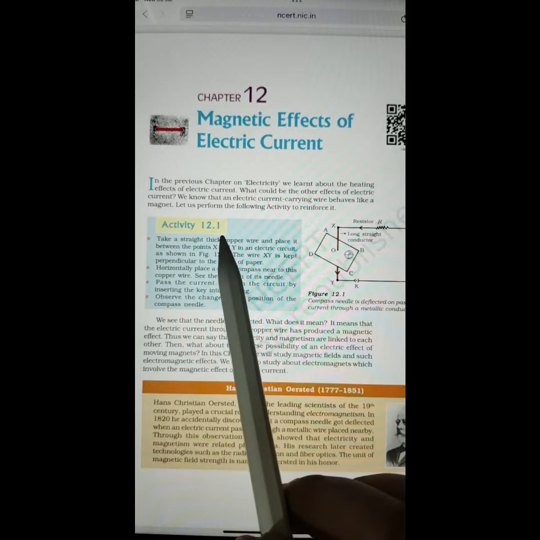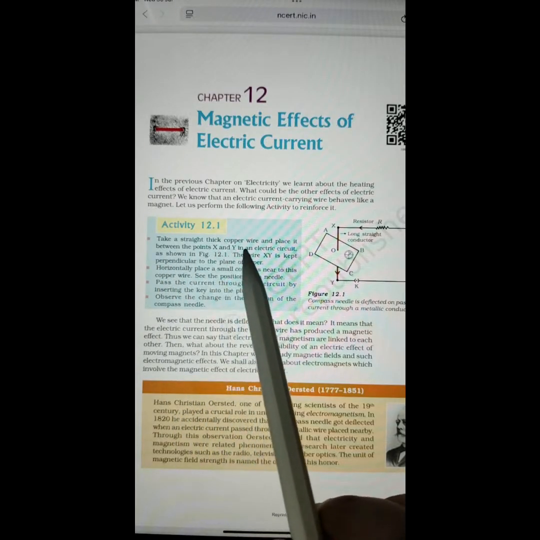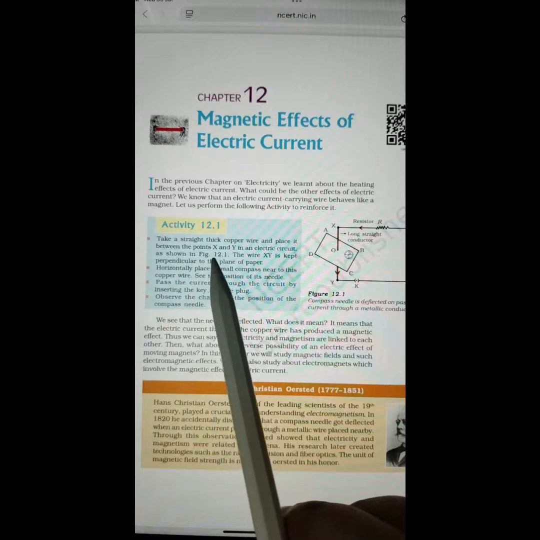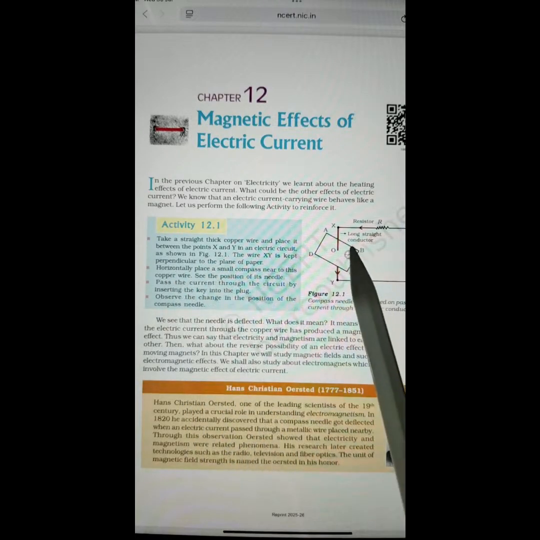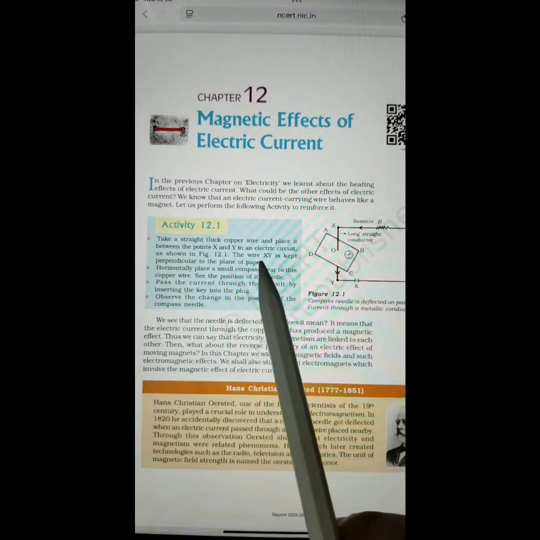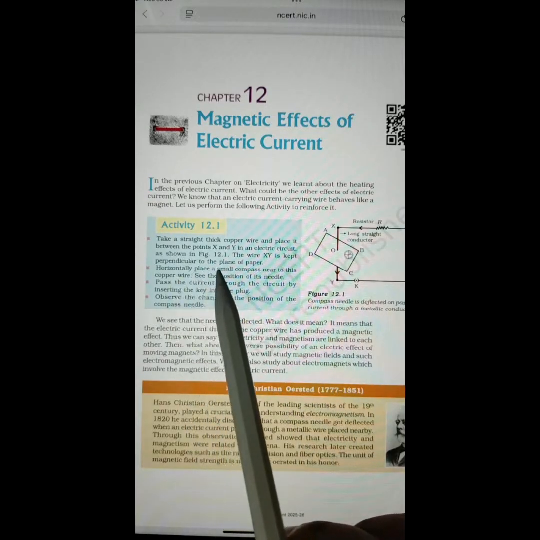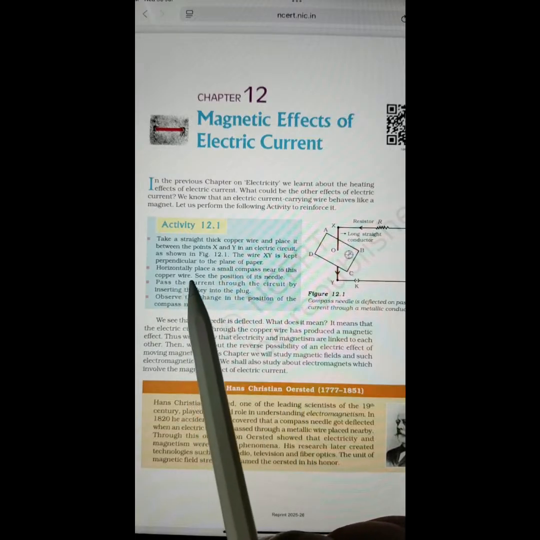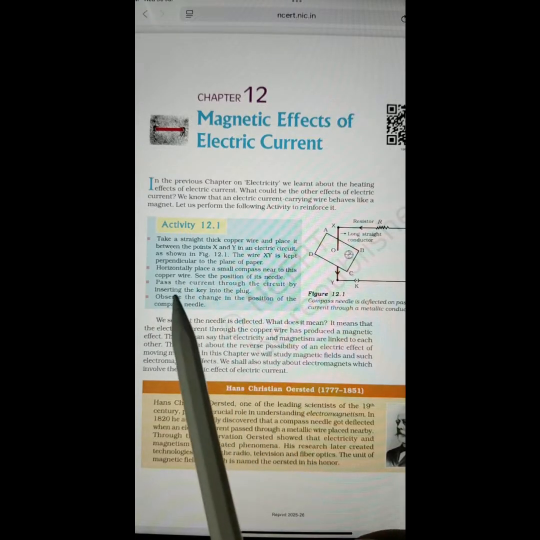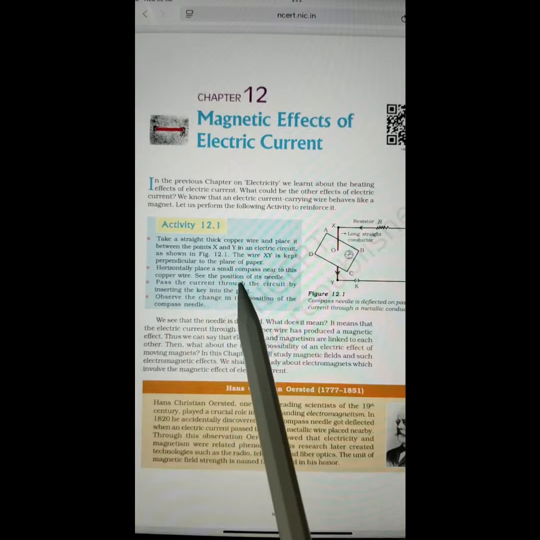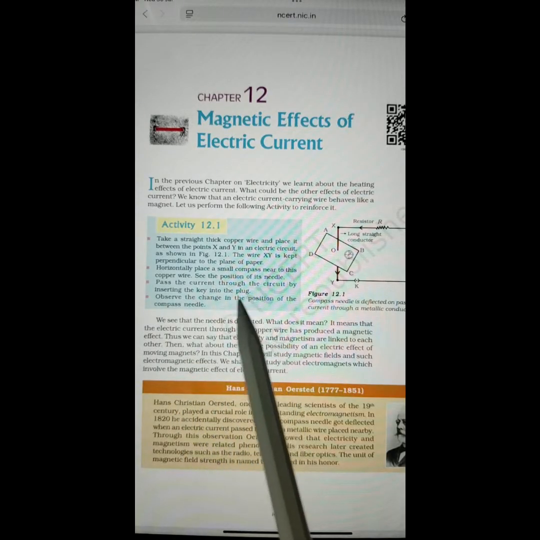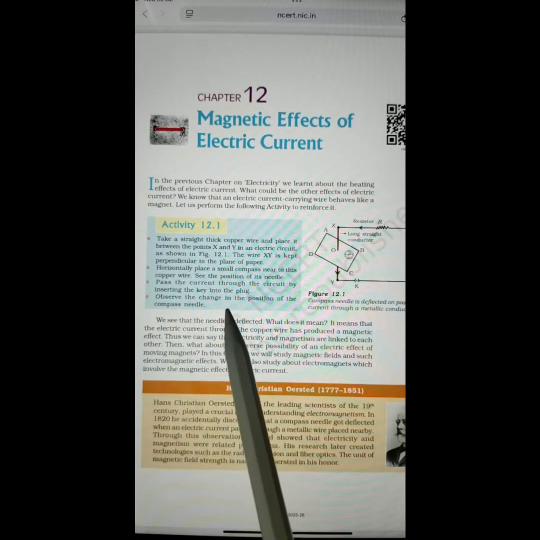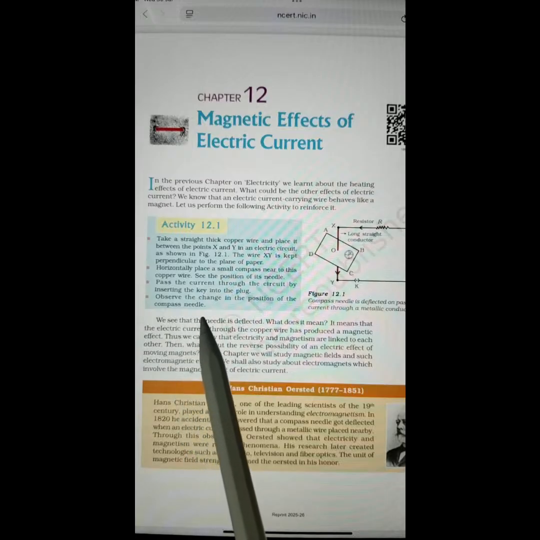Activity 12.1. Take a straight, thick copper wire and place it between the points X and Y in an electric circuit as shown in figure 12.1, this one. The wire XY is kept perpendicular to the plane of the paper. Horizontally, place a small compass near to its copper wire. See the position of its needle. Pass the current through the circuit by inserting the key into the plug. Observe the changes in the position of the compass needle.